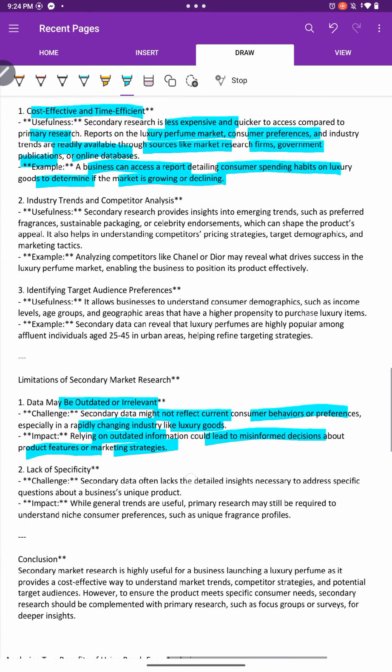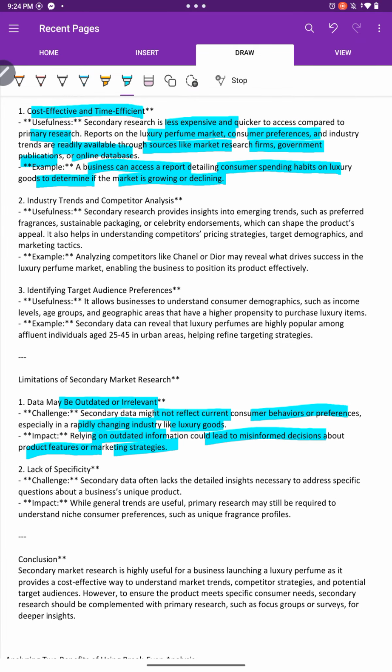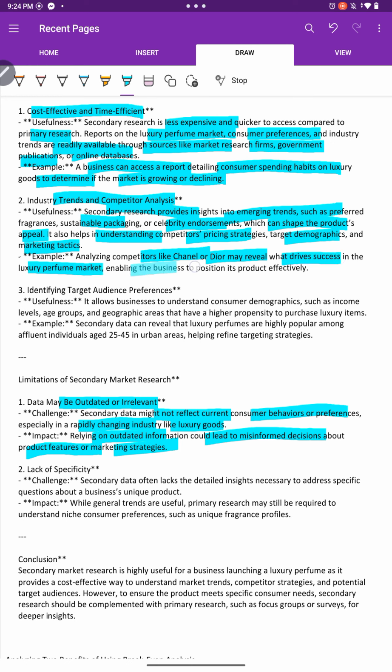The second advantage of using secondary market research is that we can do industry trends and competitive analysis. Secondary research provides insights into emerging trends such as preferred fragrances, sustainable packaging, or celebrity endorsements, which can shape the product's appeal. It also helps in understanding competitors' pricing strategies, target demographics, and marketing tactics. Analyzing competitors like Chanel and Dior may reveal what drives success in the luxury perfume market, enabling the business to position its product effectively.